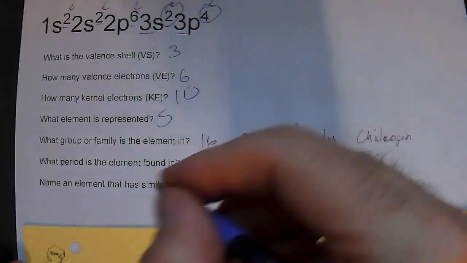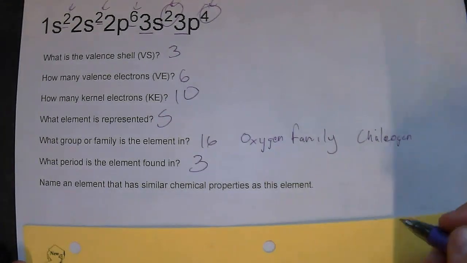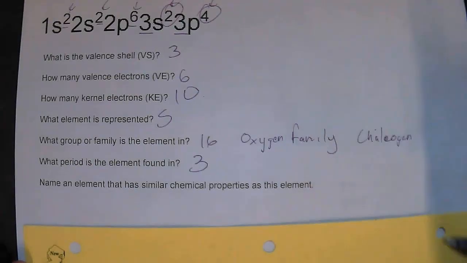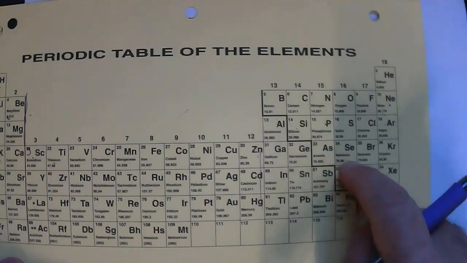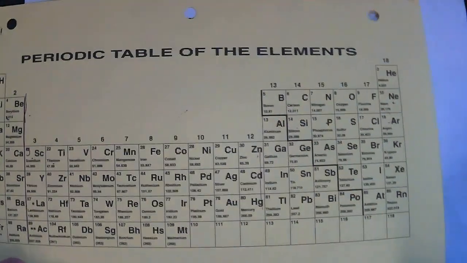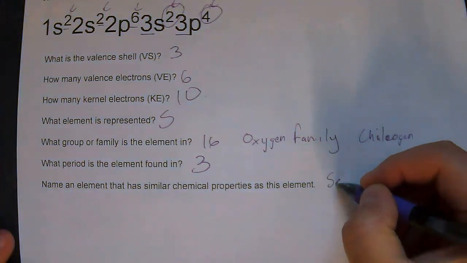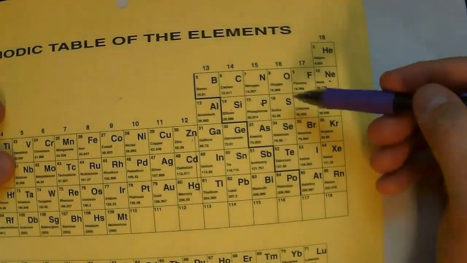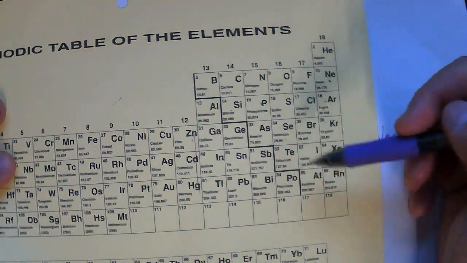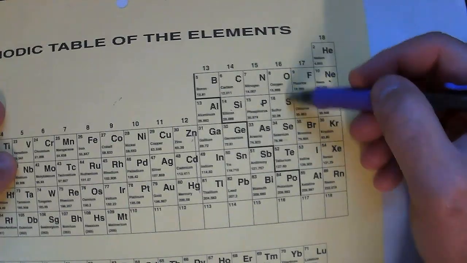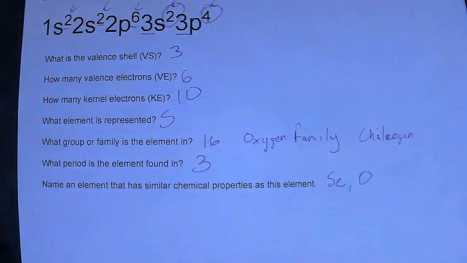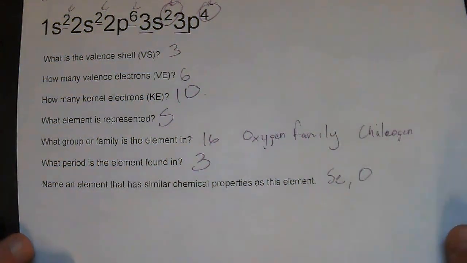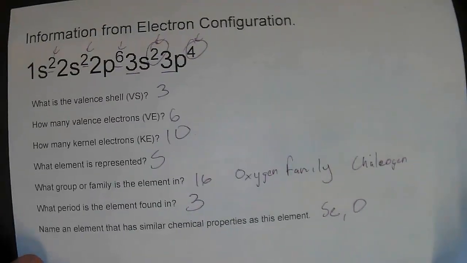What period is it found in? It's period 3. Then name an element that has similar chemical properties. Well, remember the periodic table is organized by similar chemical properties, so sulfur has similar chemical properties to selenium or oxygen. Same family, similar chemical properties. We prefer you to go up and down, not side to side. They're grouped that way. So there's a lot of information that we can tell from an electron configuration.